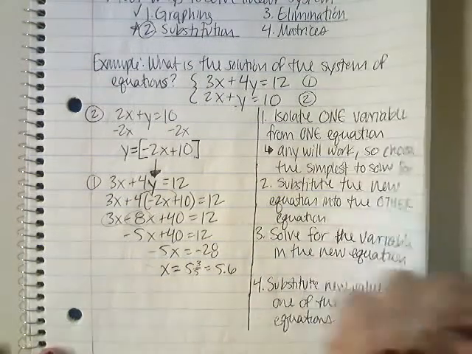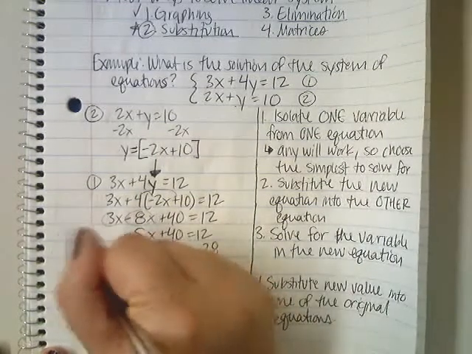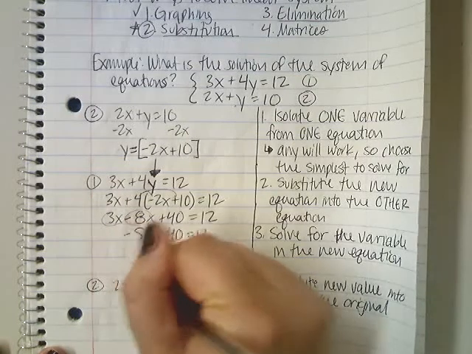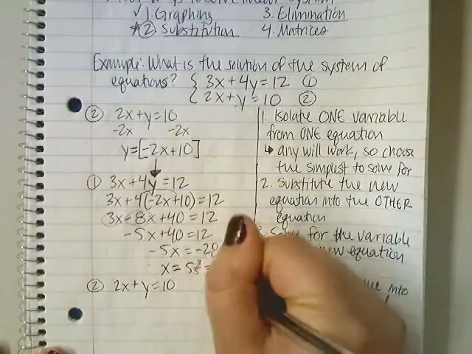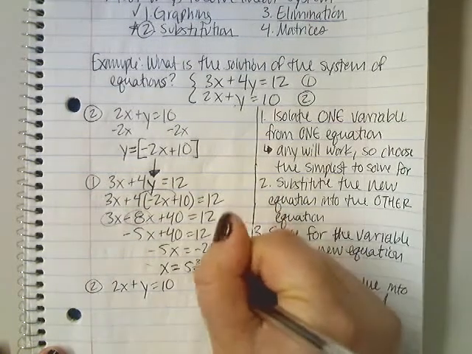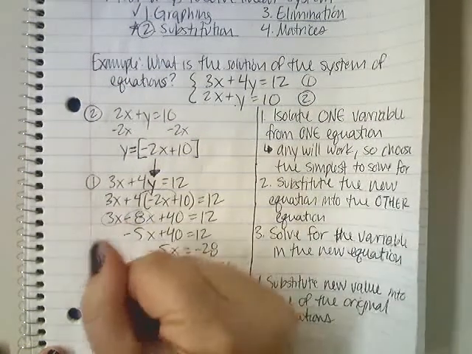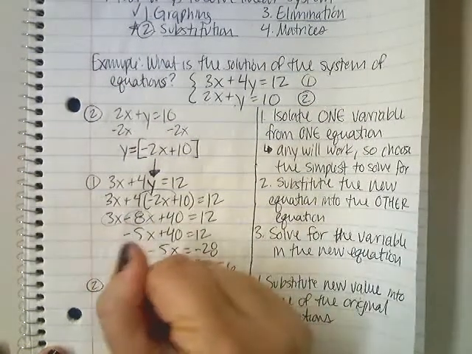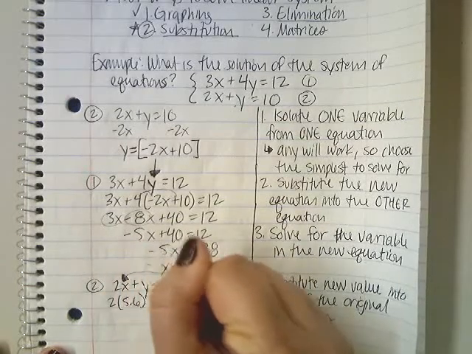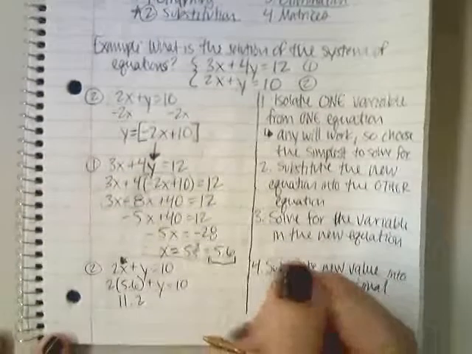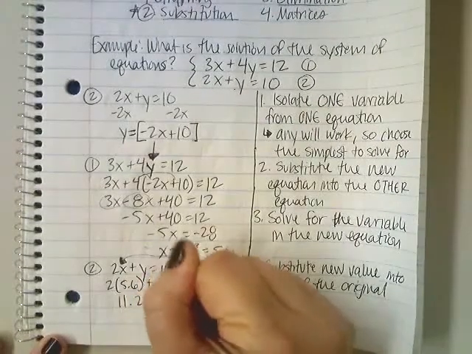I'm going to choose to plug it into my second equation, number 2. So I have 2x plus y equals 10, and I'm substituting this value in for my x now. So now I have 2 times 5.6 plus y is equal to 10. 2 times 5.6 is 11.2 plus y is equal to 10.